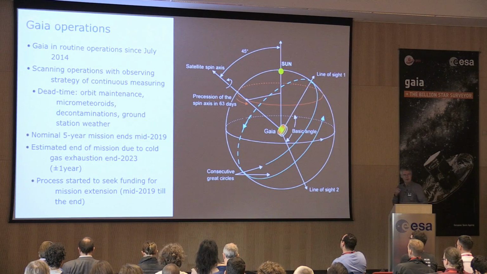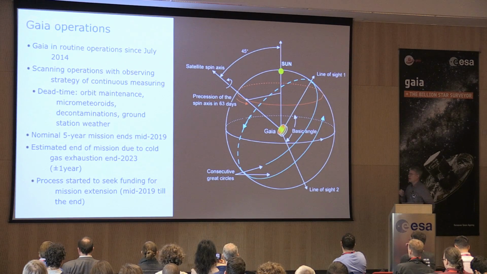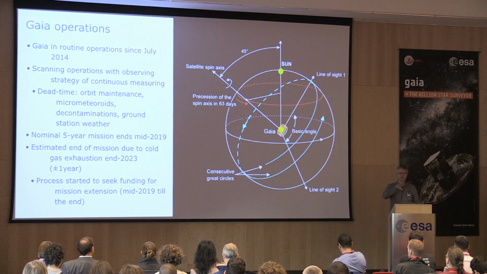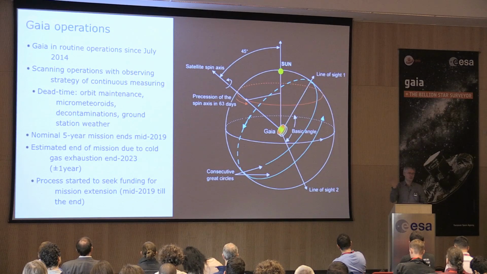What is the real end of Gaia? The real end is that we run out of consumable, which is the cold gas. And the cold gas is the one which is keeping the spin. So if we don't have cold gas, we cannot keep the spin. So if you don't keep the spin, your images are blurred. Astrometry from blurred images is not a good idea.